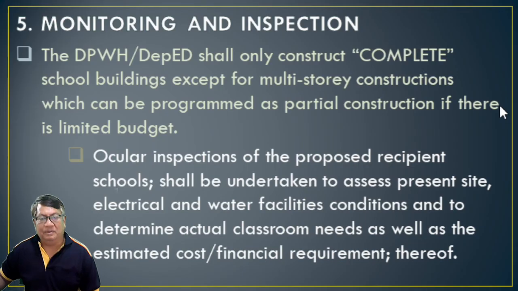So number 5, monitoring and inspection. The DPWH and DepEd shall only construct complete school buildings, except for multi-story construction, which can be programmed as partial construction if there is a limited budget, or what we call phase-by-phase construction. Ocular inspections of the proposed recipient school shall be undertaken to assess the present site, electrical and water facilities conditions, and to determine actual classroom needs, as well as the estimated cost or financial requirement thereof.